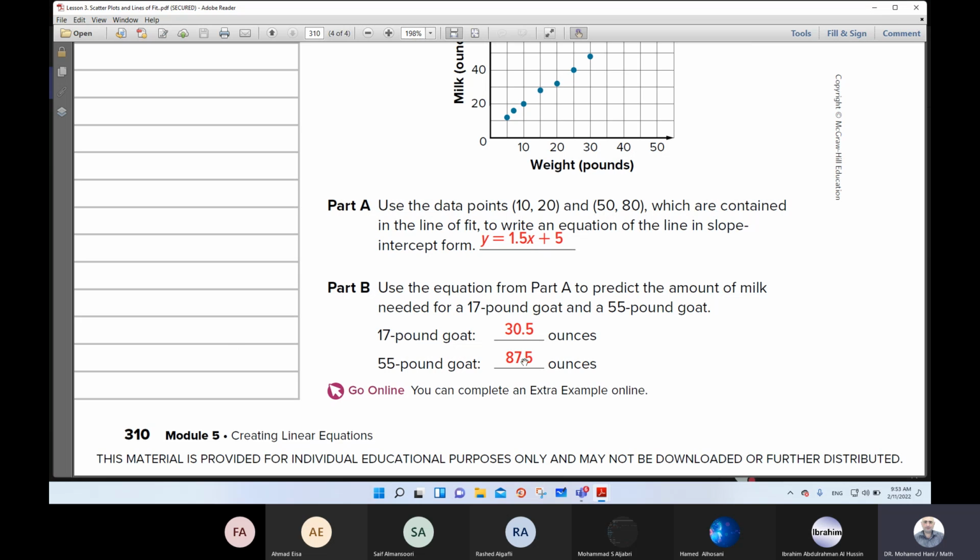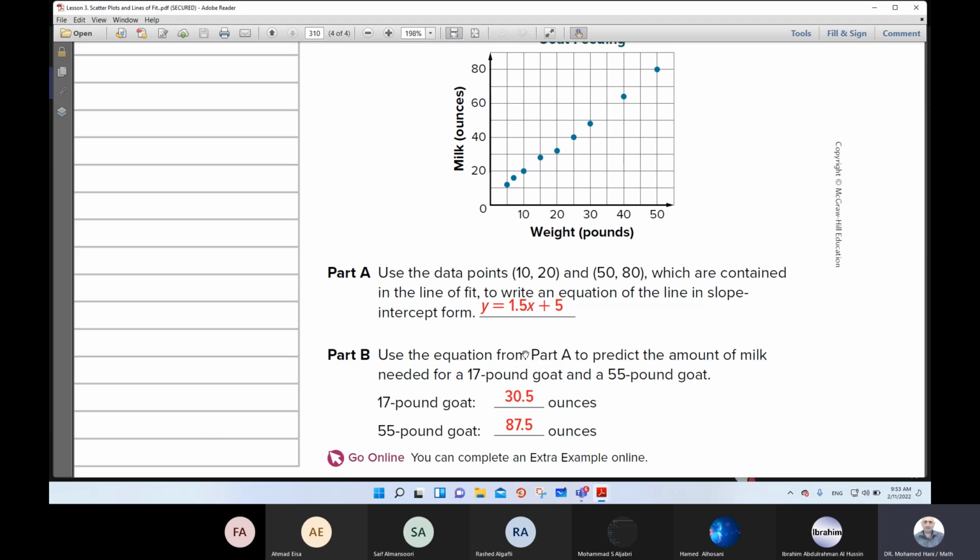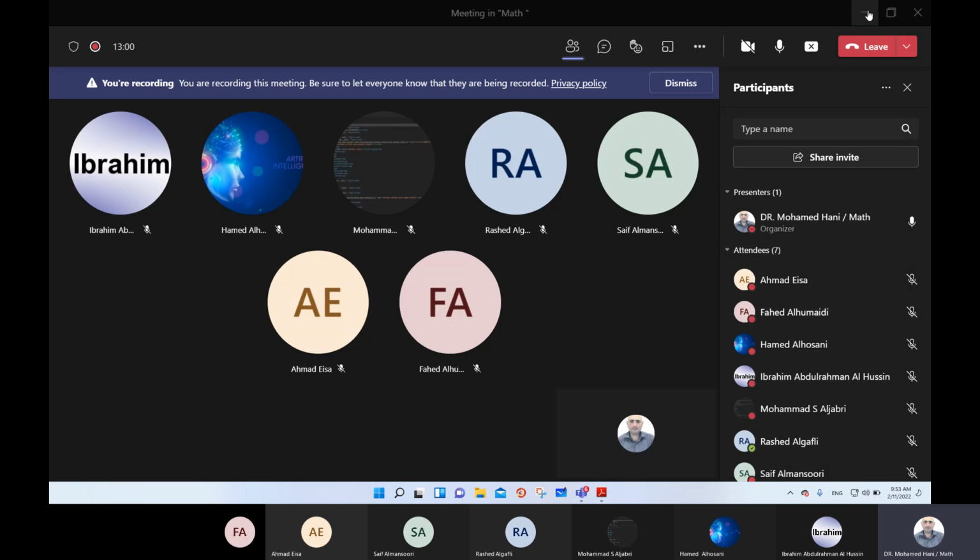How to get this answer? You can represent here the value of x 17, then you can solve, you will get 30.5, then here evaluate the value of x here will be 55, then you can solve, you will get the answer will be 87.5. This is our lesson for today. Now we have some practice about this lesson.